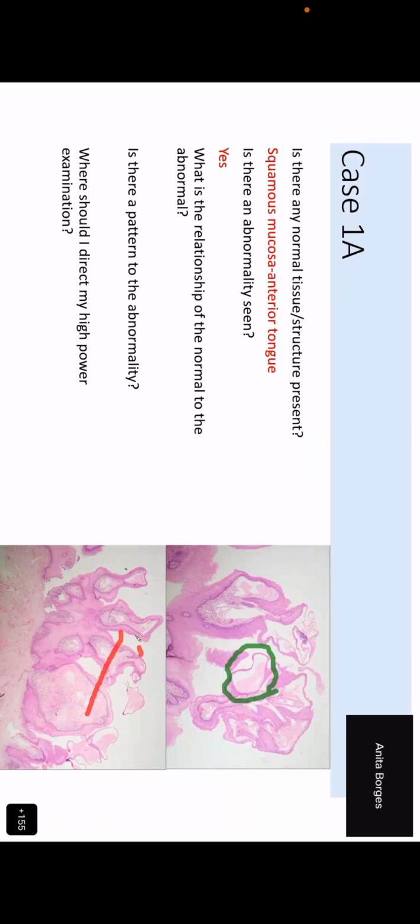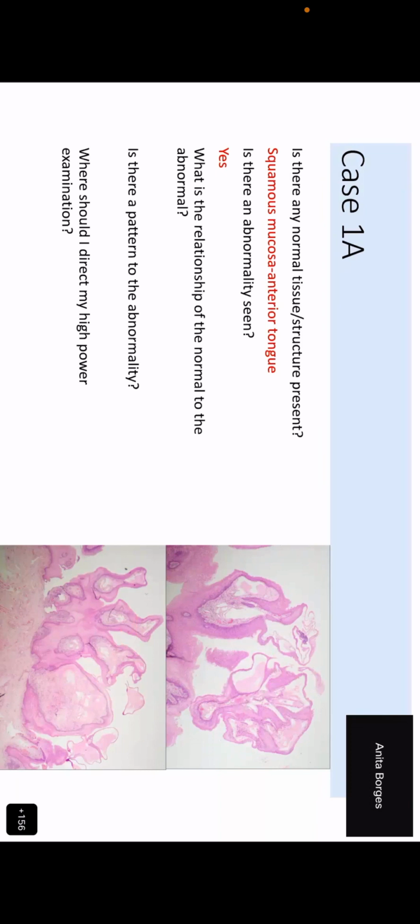Yeah, I'm cutting this thing tangentially like this. What will it show? Yes, ma'am. It will look as if it was in the epidermis, but actually it was in the subepithelium, right? So it's not some, it is all. So what is the relationship of the normal to the abnormal?